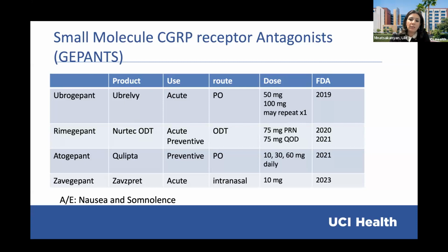Subsequently, three others came out: rimegepant, atogepant, and zavegepant, which is the last to get FDA approval, in April of this year, 2023. It's unique in that it has an intranasal formulation. These medications can be taken during the acute migraine attack. Two of them have also received approval for preventive treatment.